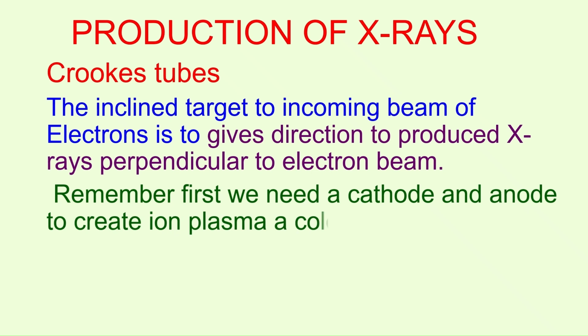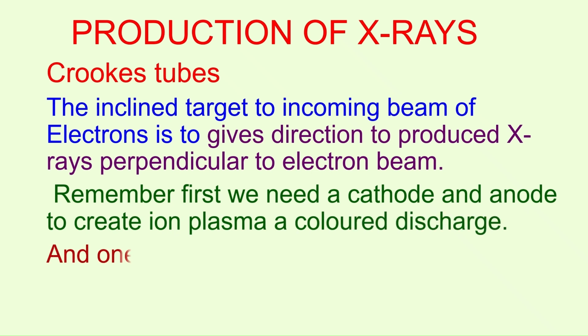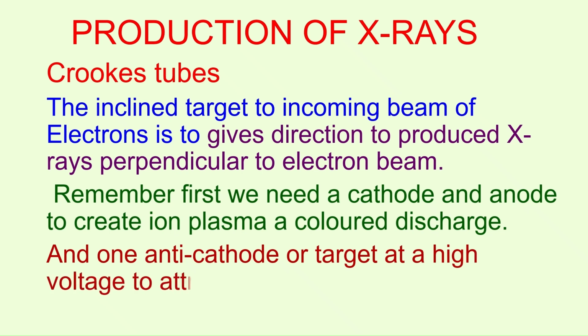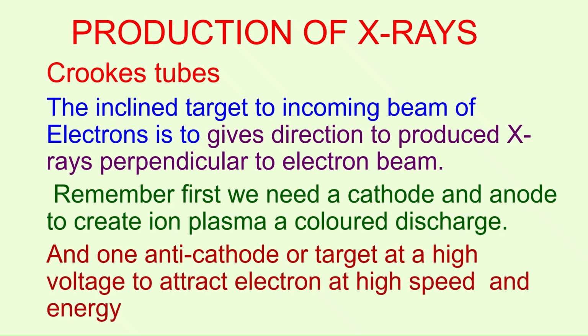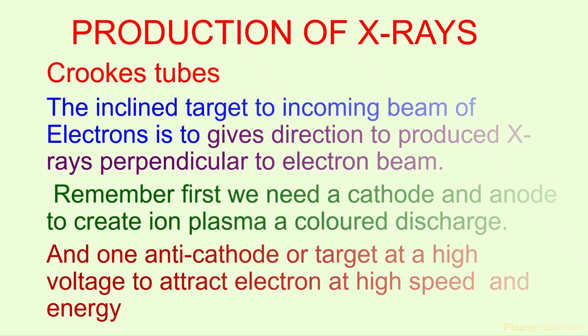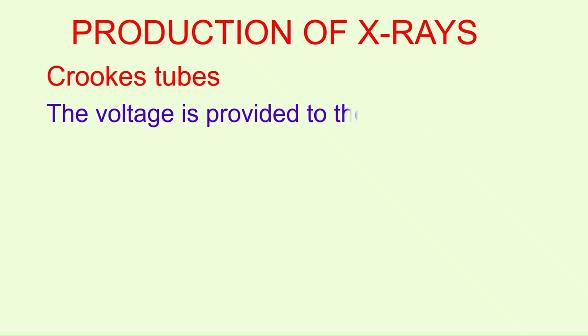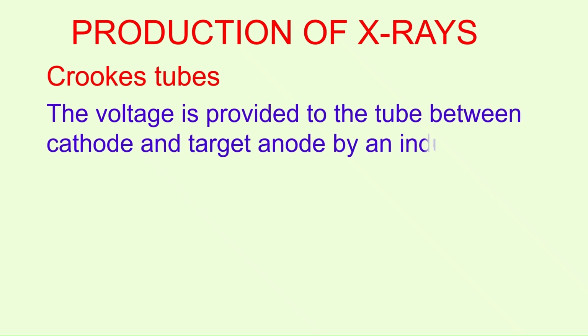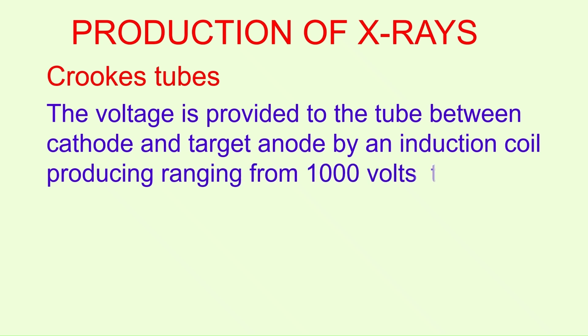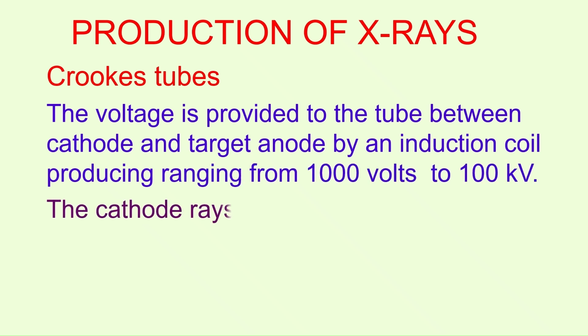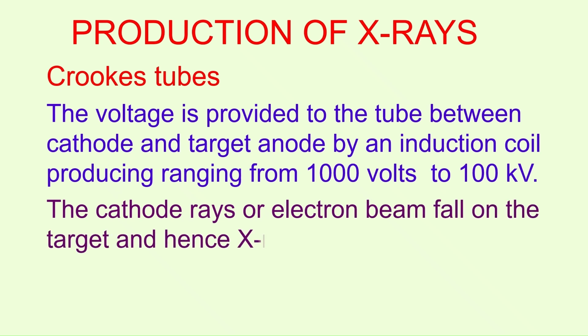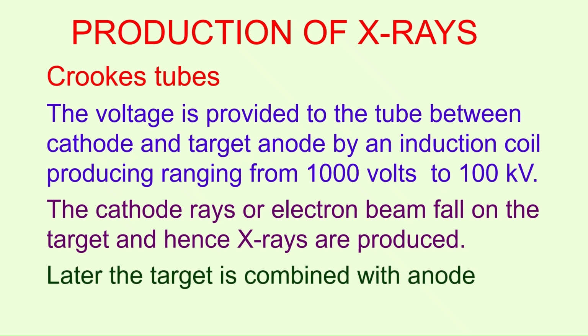Remember, first, we need a cathode and an anode to create ion plasma, a colored discharge, and one anticathode or target at a high voltage to attract electrons at high speed and energy. The voltage is provided to the tube between cathode and target anode by an induction coil, ranging from 1000 volts to 100 kilovolts. The cathode rays or electron beam fall on the target and hence X-rays are produced. In later X-ray tubes, the target is combined with the anode.